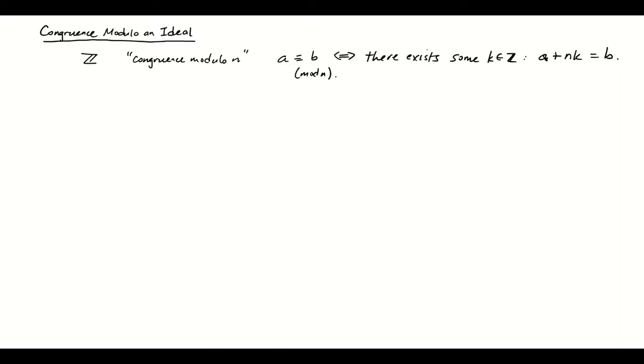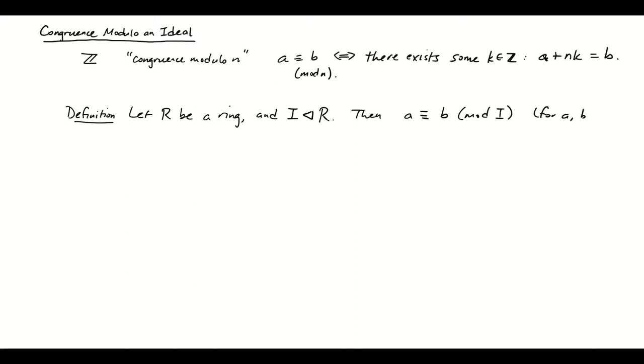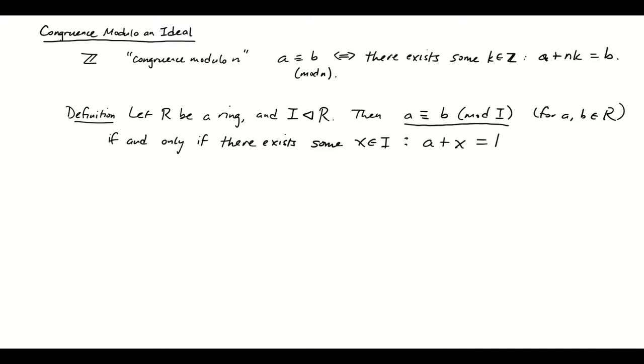In this video, we're going to introduce the idea of congruence modulo an ideal for a ring, which may be more complicated or just completely different from the ring of integers. So here's a definition. Let R be a ring, and let's assume that I is an ideal of R. Then two elements a and b, for a and b belonging to the ring, are congruent mod I. They don't have to belong to the ideal necessarily. If and only if, I'm just going to underline this because this is what we're defining, there exists some x in the ideal such that a plus x is equal to b.